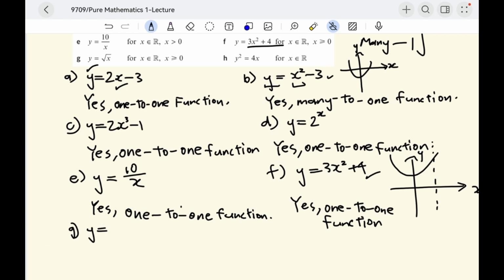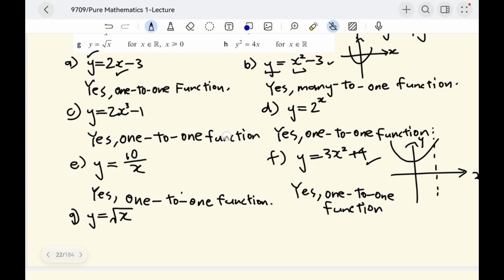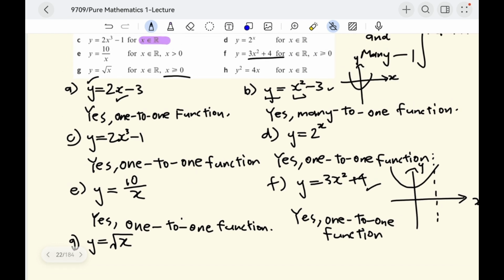Let's move on to part G. Y equals square root of x for x a subset of all real numbers and x is greater than or equal to 0. This is correct because in the square root function you can't let your x become negative, or else you won't get real solutions. In order for it to be real, you must let x be positive or 0, at least 0.